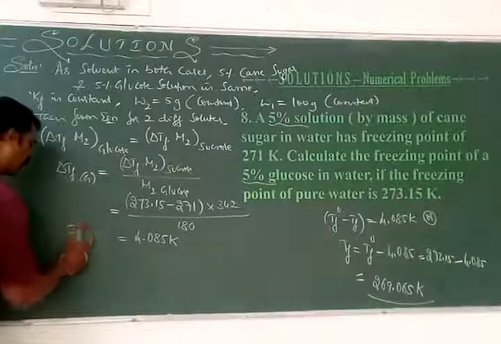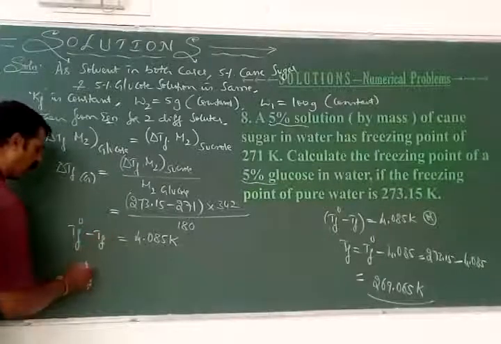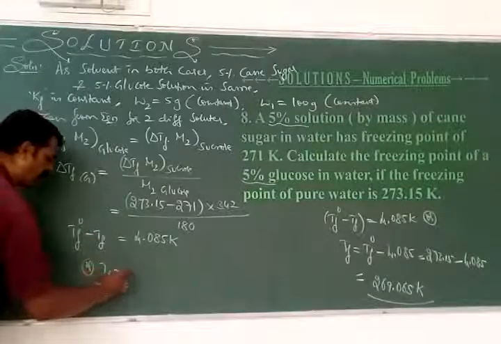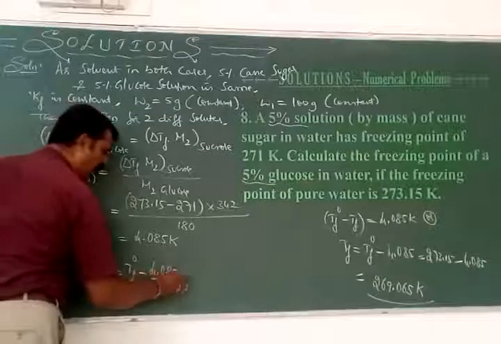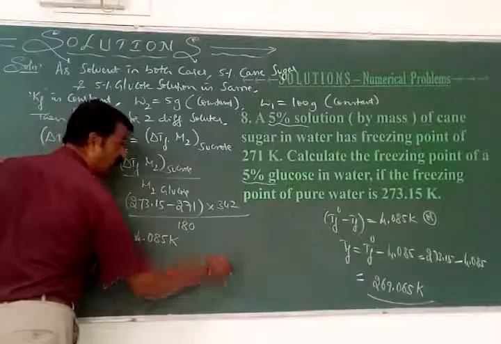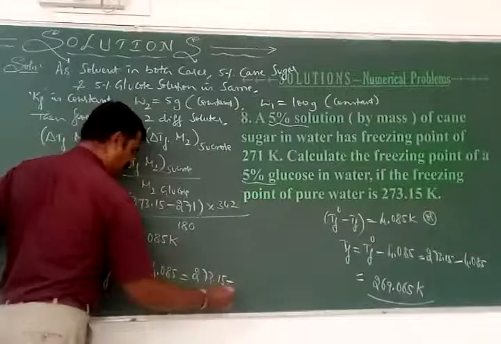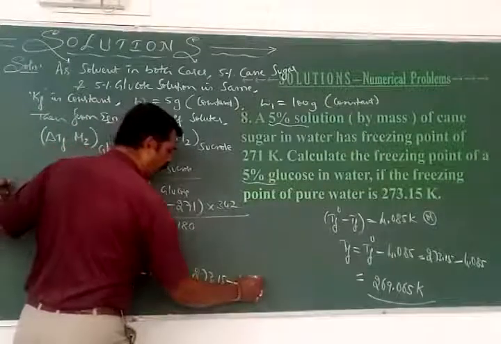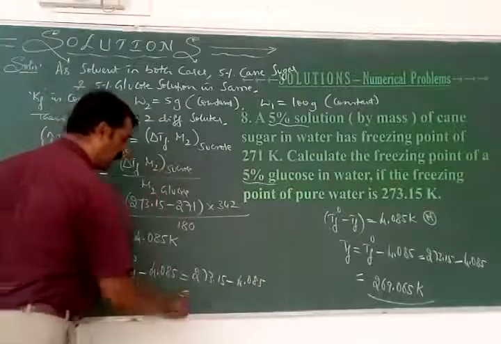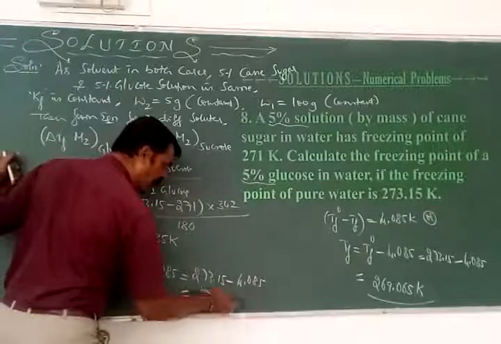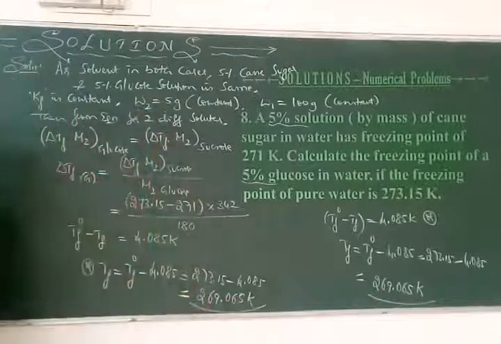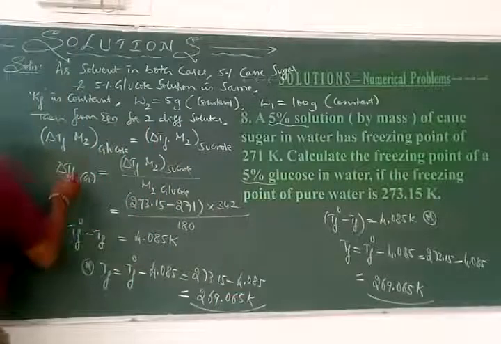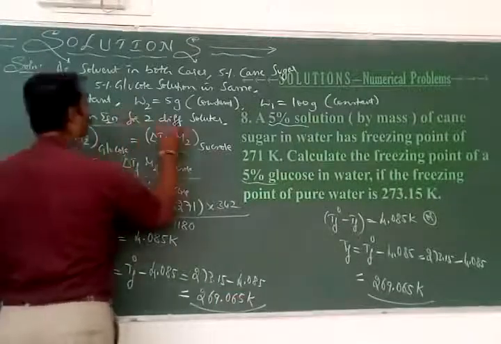But we know that it is Tf naught minus Tf. What is Tf here? It is Tf naught minus 4.085. What is Tf naught? 273.15 minus 4.085. On simplification, I will get the answer 269.0 in terms of Kelvin. Okay. So this formula I have to be very familiar with.